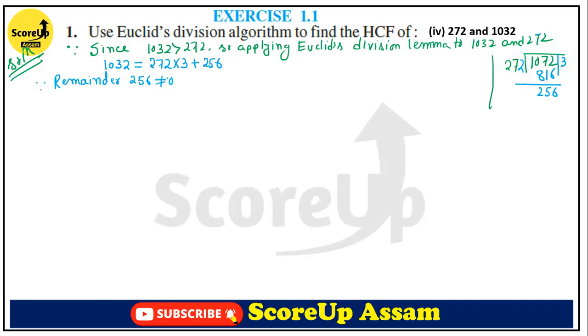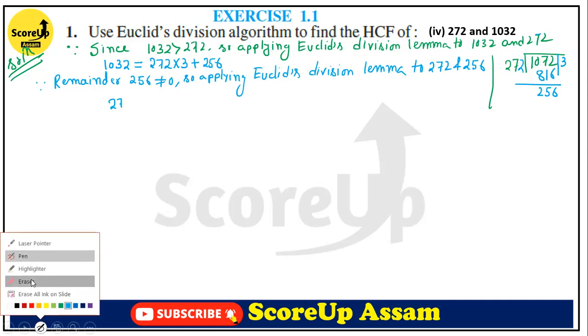So since the remainder 256 is not equal to 0, what should we apply? Applying Euclid's division lemma to these numbers, 272 and 256. Now let's apply. So 272.